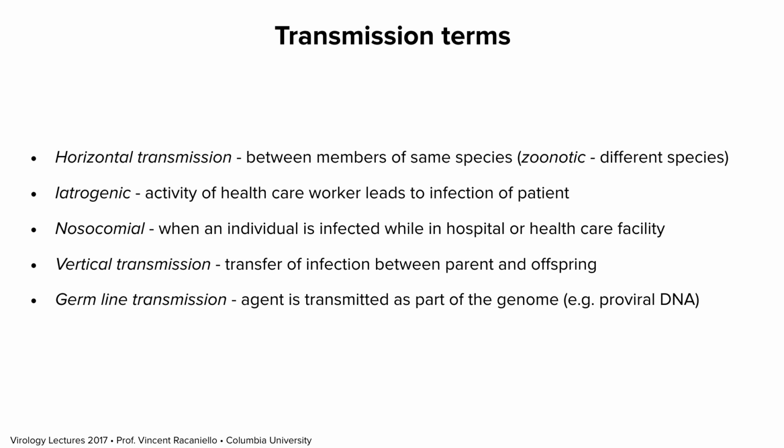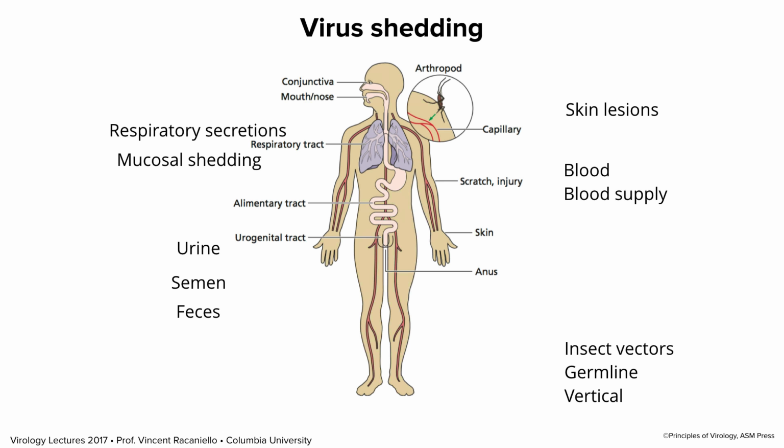Vertical transmission, parent and offspring. So at birth, perinatal, that would be one way, but also if your father kisses you and gives you a virus, that's vertical as well. And then germline, when the virus is transmitted as part of the genome. So the retroviruses that we have in us are transmitted that way.